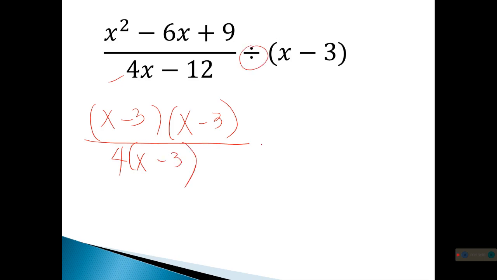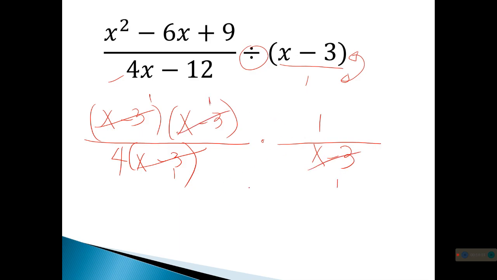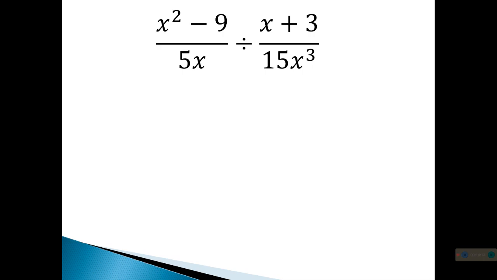Then, change the division sign to a multiplication sign. Then, this is x minus 3 over 1. So, if you are going to flip this, this will become 1 over x minus 3. Yes, because if you haven't seen any denominator, it is understood that your denominator is 1. Okay? And then, we have here to cancel out the common factor, another x minus 3 here, and then you have left 1 over 4. Okay? I hope you understood that example.